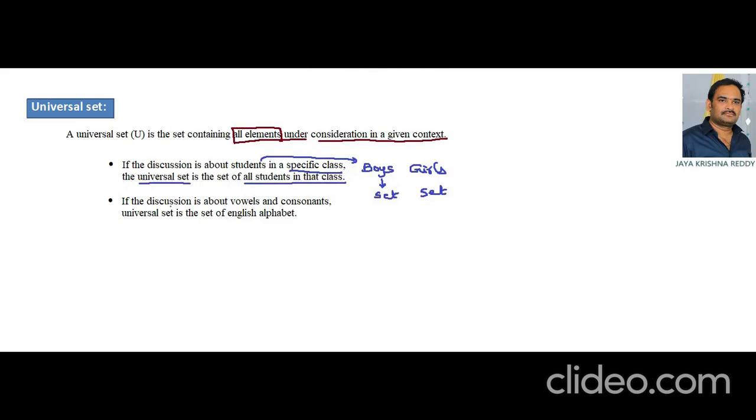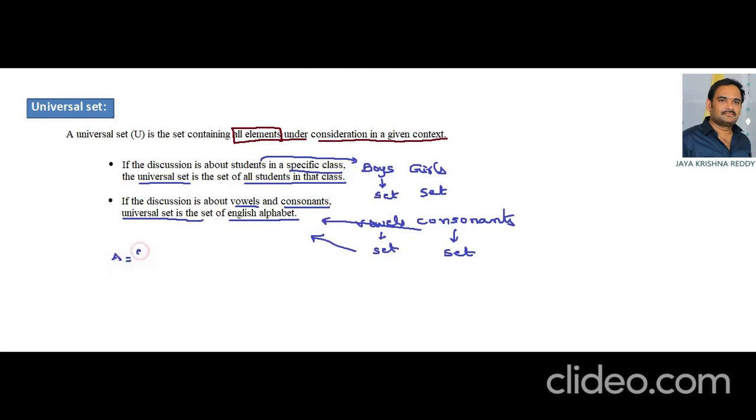And second example, if the discussion is about the vowels and consonants, if vowels is one set and consonants is another set, then the universal set of these two sets is nothing but English alphabets. Means these two sets will be in this universal set. In the same way we can write some examples.